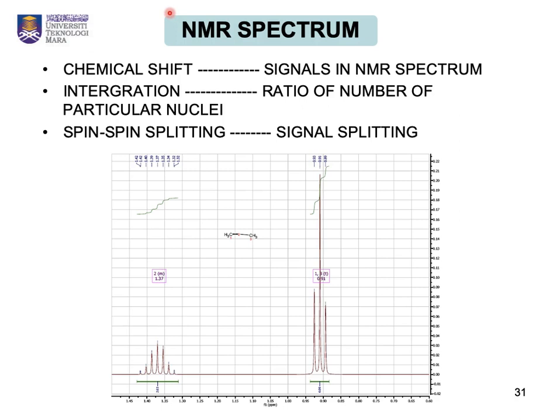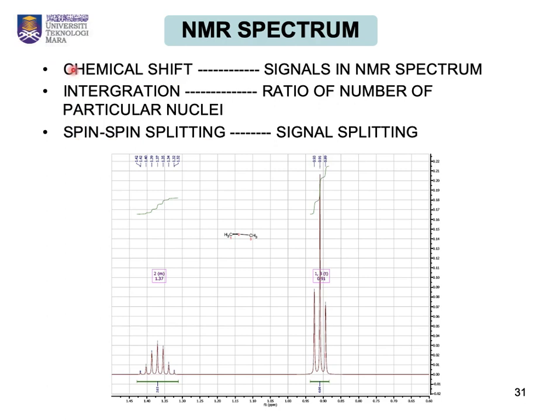Now the second most important part of this lecture is the NMR spectrum, right? In this part we will see how the NMR spectrum looks and what information we can get from it. The NMR spectrum is composed of three most important components. Number one is chemical shift, number two is integration, and number three is spin splitting.